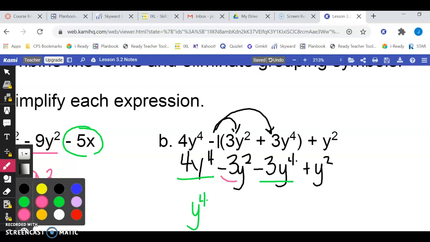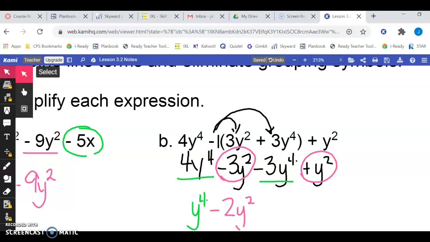Then I have -3y squared, and there's a positive y squared here. So -3 plus 1 would leave us with -2y squared. And y to the fourth and y to the second are not like terms, so we cannot combine them. That would be our final answer.